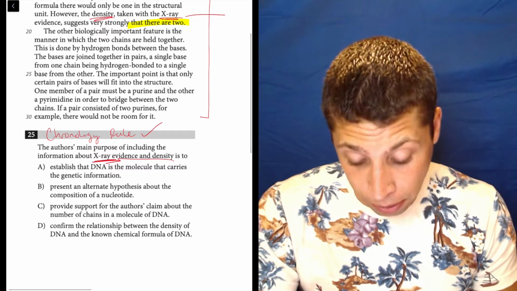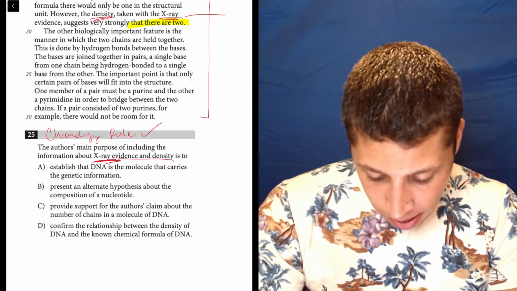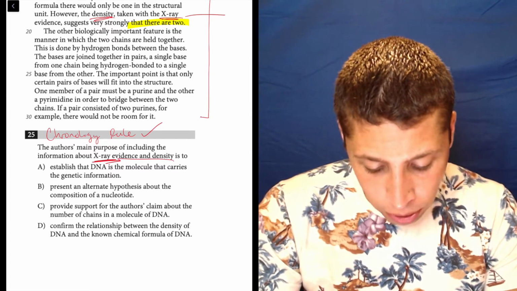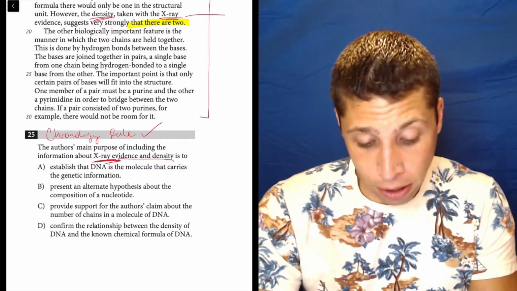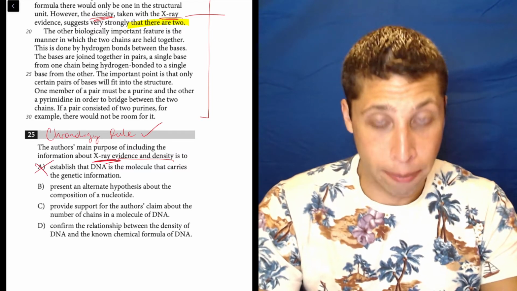Let's look at the choices and make sure we don't fall for any traps, though. A, establish that DNA is the molecule that carries the genetic information. Well, that may be true, but that's not the point. It has nothing to do with there being two chains, so that's just random.